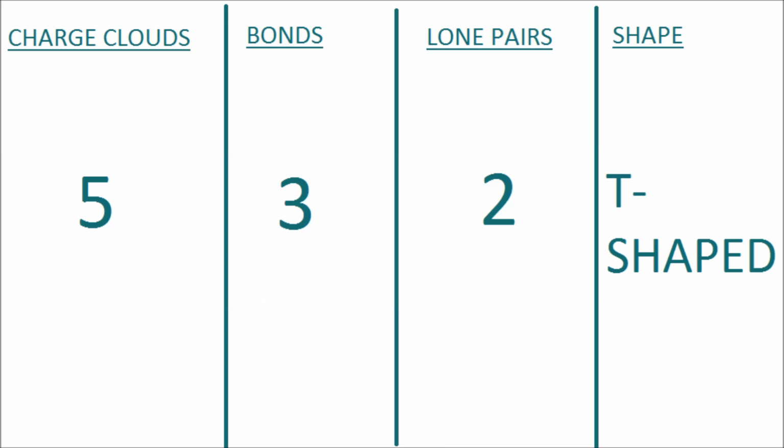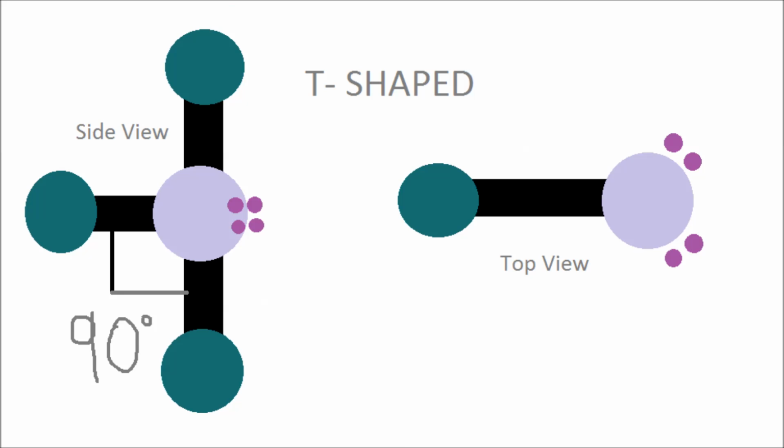The ninth shape is T-shaped. This consists of five charge clouds, three bonds, and two pairs of lone electrons found around the central atom. This shape has 90-degree bond angles.